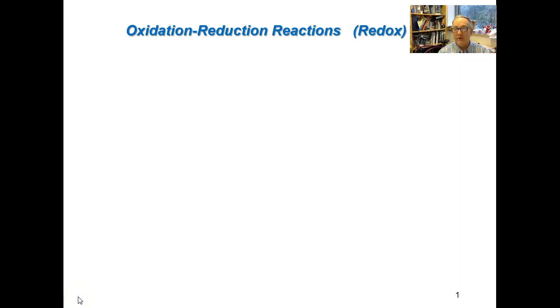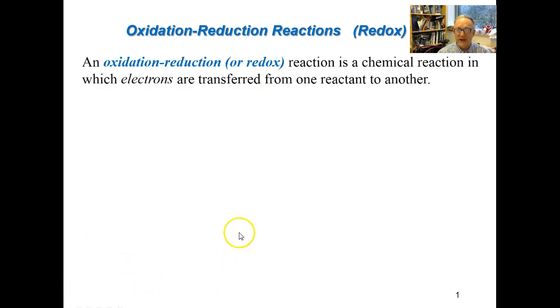Let's talk about another type of reaction, another classification of reaction. These are known as oxidation reduction reactions, or redox reactions. Just like we have precipitation reactions and acid-base reactions, we also have redox reactions. Not everything's a precipitation, not everything's an acid-base, not everything's a redox reaction. What is a redox reaction?